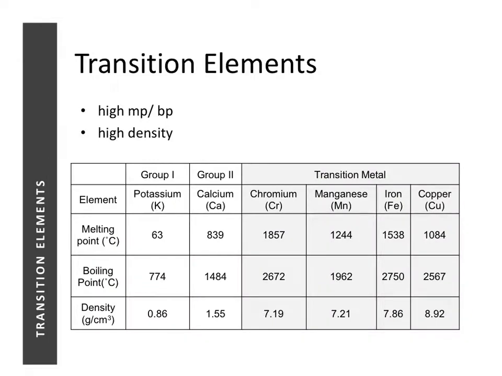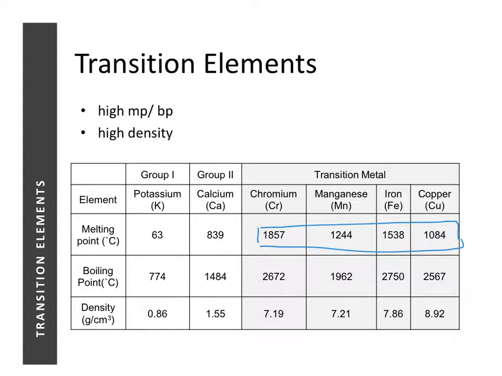Firstly, if you now take a look at the melting points of your transition metals, chromium, manganese, iron and copper, these are typical of metals. You see them in the thousands, right? Contrast that to your group 1 elements. You find that group 1 elements have relatively low melting points. Your transition metals have high melting points.